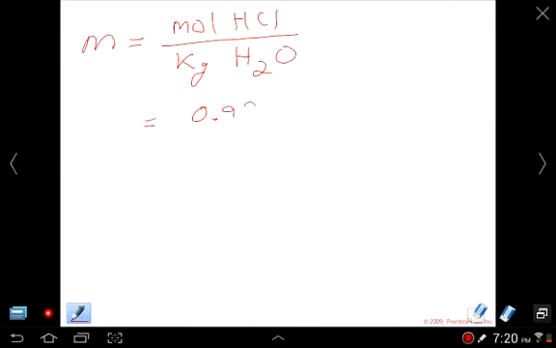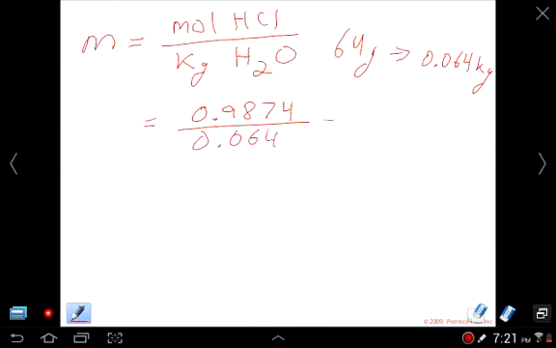So the molality of our solution is moles of HCl divided by kilograms of water. In this case, our moles of HCl is 0.9874, and we had 64 grams of water, so 64 grams converted into kilograms is 0.064 kilograms, divided by 1,000, or undo the decimal place 3 times to the left. Make sure you do it to the left, not to the right. So we can divide this by 0.064.